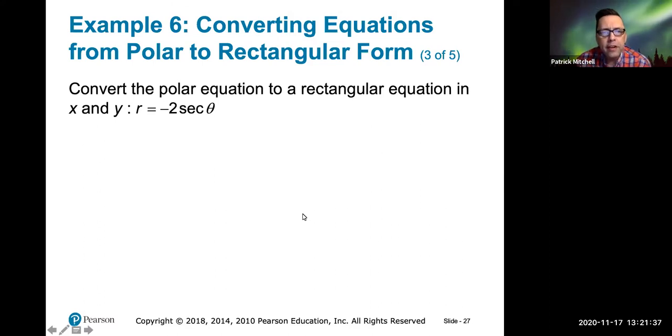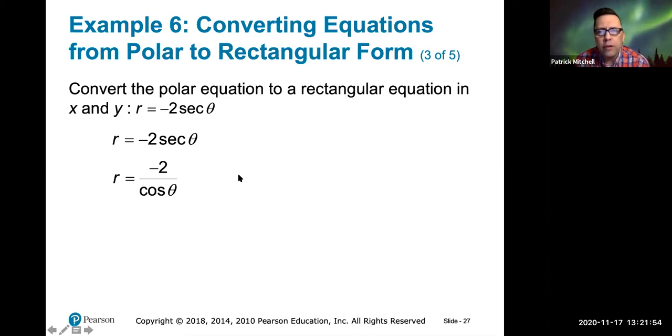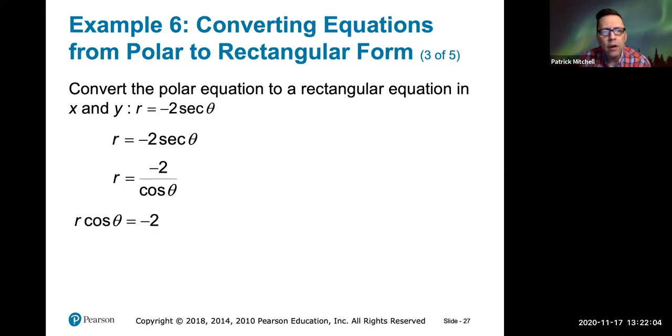All right, now let's convert the polar equation r equals negative 2 secant theta to a rectangular equation in x and y. If we start with r equals negative 2 secant theta, remember that the secant is 1 over the cosine. So that's the same thing as r equals negative 2 over cosine theta. If we multiply both sides by cosine theta, we get r cosine theta equals negative 2.